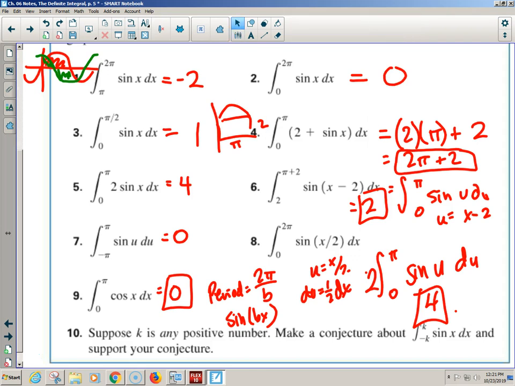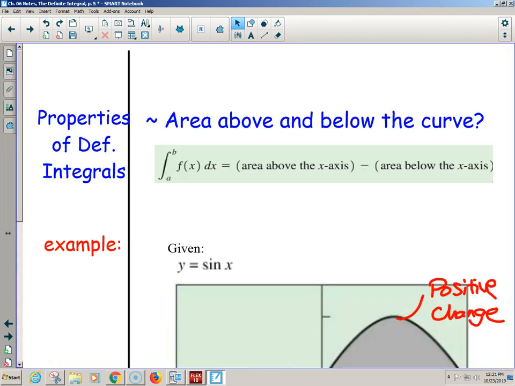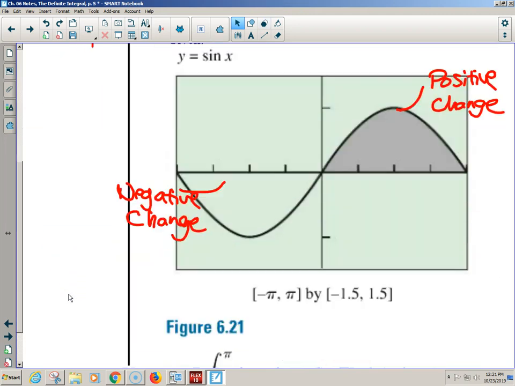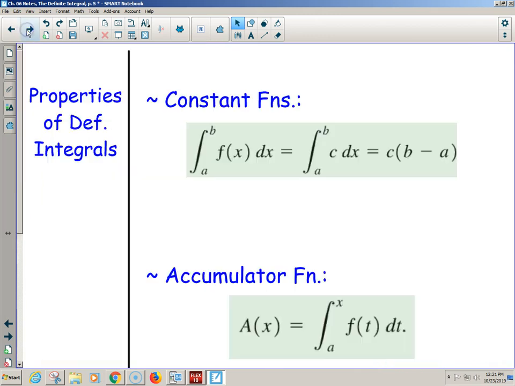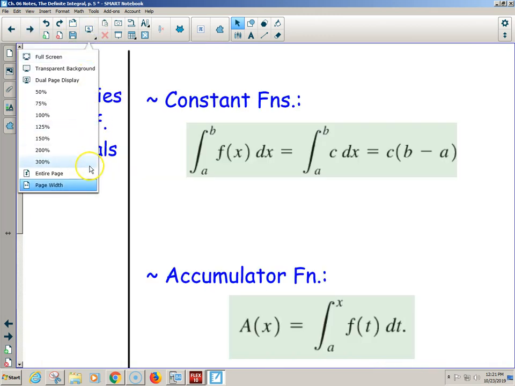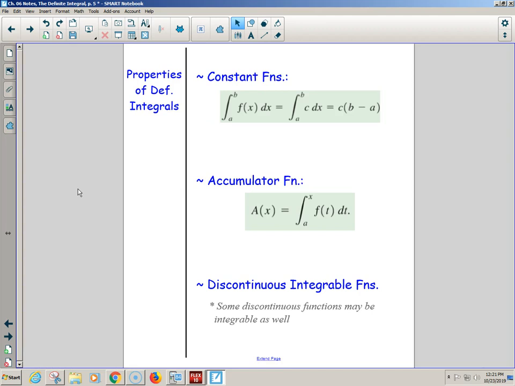Okay, so that's playing around with what if they give you one fact, what if they give you one detail as far as one particular area, and then can you use it to find a lot more? Yes. Properties of definite integrals. We just use some of them.